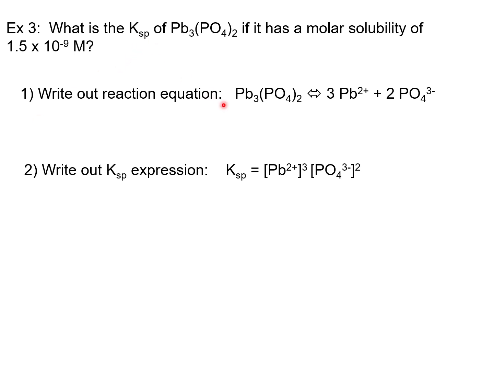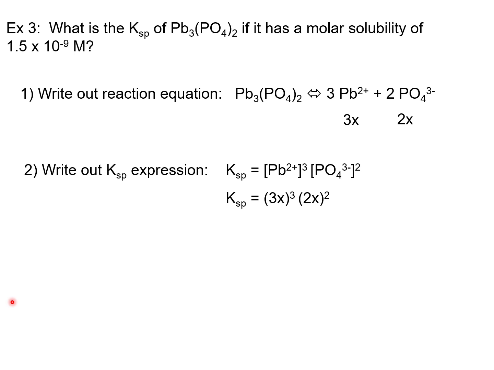So this is Ksp, so that means that our initial reactant is a solid, so it doesn't show up in the Ksp expression. So we use our stoichiometry x's. So this is going to be 3 times the molar solubility for the lead, and the phosphate is going to be 2 times the molar solubility. Put those concentrations in.